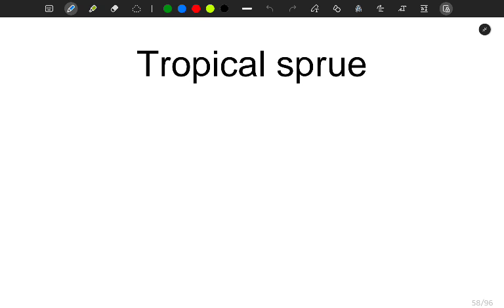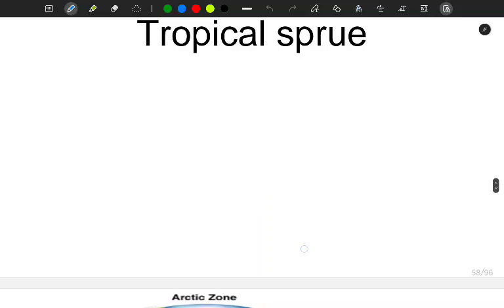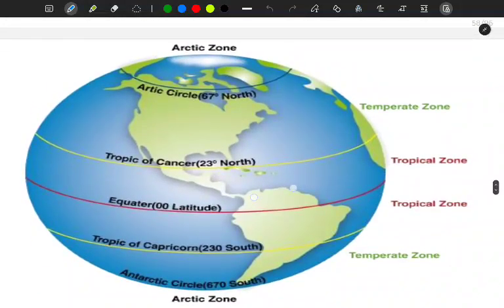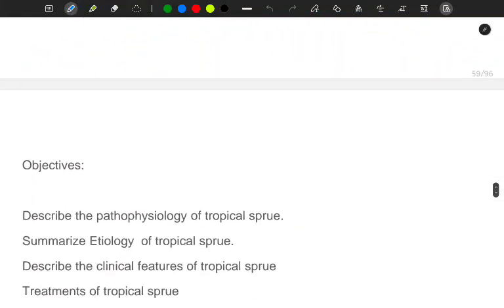Okay, next. Tropical sprue, other than celiac. More in the tropical zone. Yes. Next.